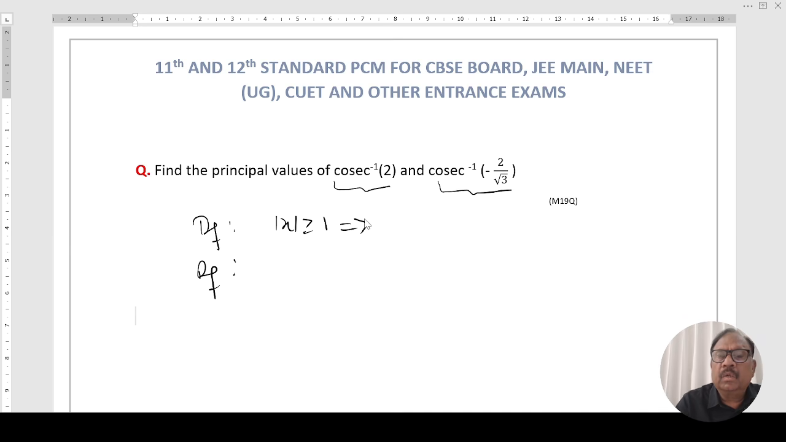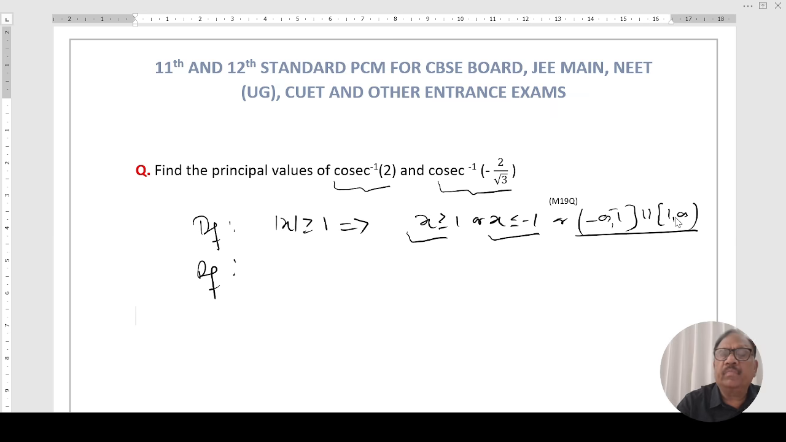That is, x should be greater than or equal to 1 or x should be less than or equal to -1. Or we can write it as minus infinity to -1, union 1 to infinity. We can write it in this way. And the range of the function, this is the range of the function.